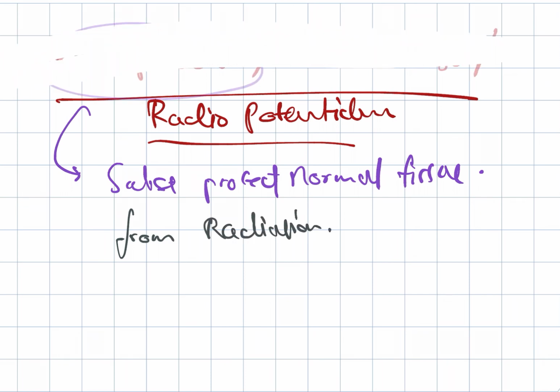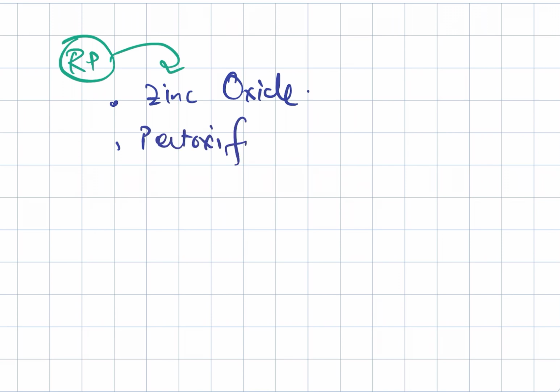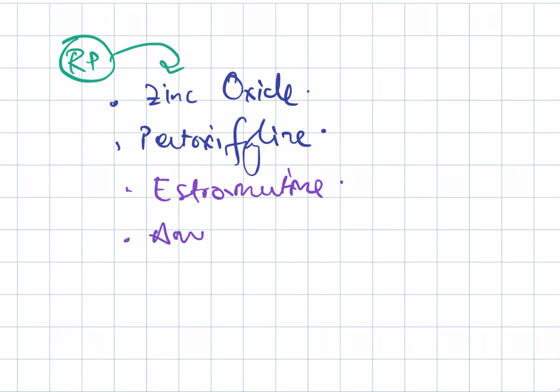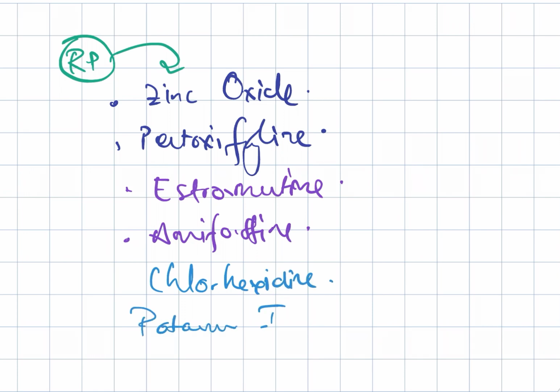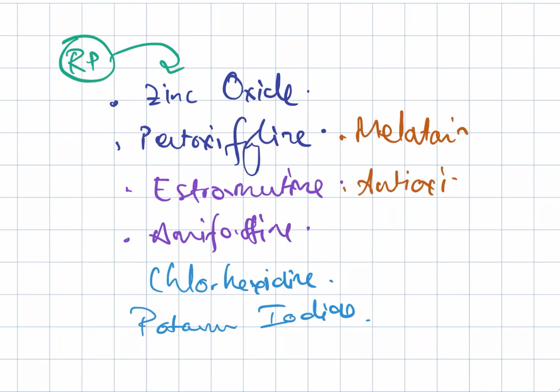So the examples of radio protectors include zinc oxide, pentoxifylline, estramustine, amifostine, chlorhexidine, potassium iodide, melatonin, and antioxidants.